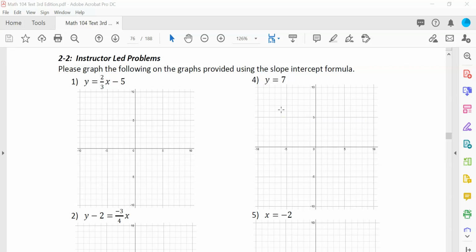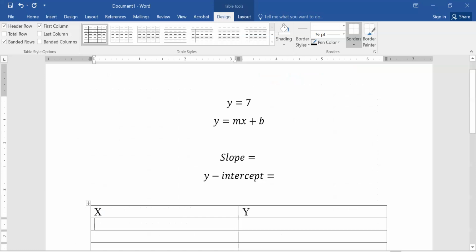So let's do these next three problems. These are kind of unique, at least numbers 4 and 5 are unique in that we only have one variable represented. So for instance, in 4 we have the equation y equals 7. Now y equals 7, again, doesn't look like it's great in slope-intercept form.